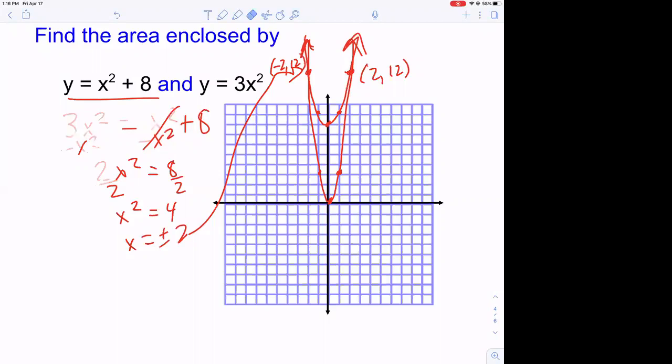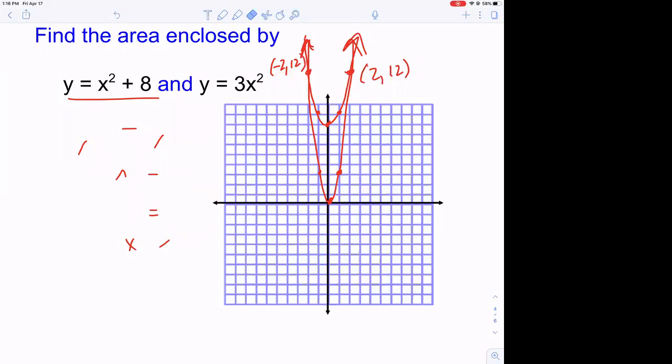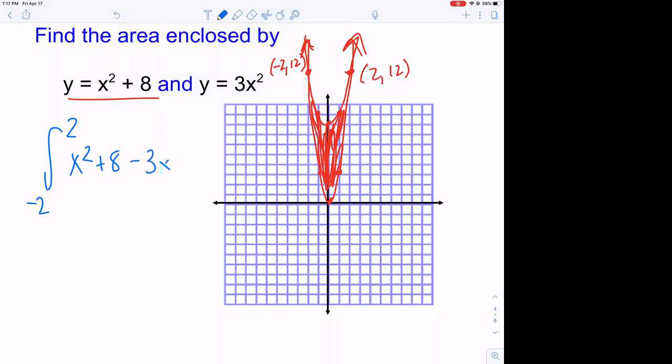Now if I erase this work over here, so I figured that's where they met. How do you find area in between curves, right? How do you find this area? This is from section 7.2. This is not from section 7.3. So don't try to do pi r squared or volumes or anything like this. This is literally just the integral from -2 to 2 of the top one minus the bottom one dx.